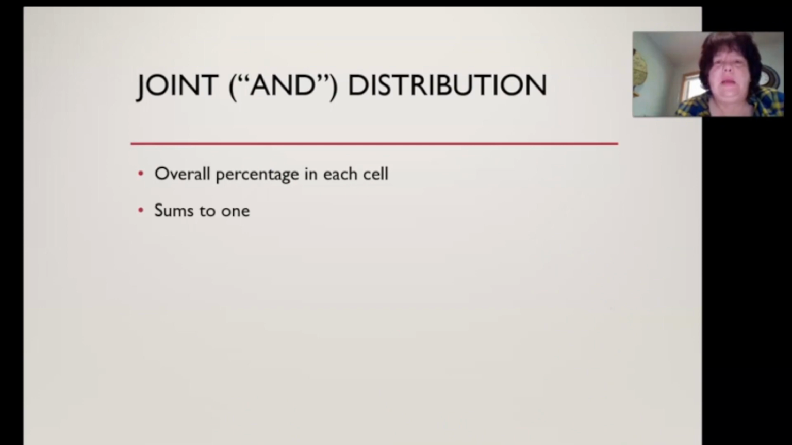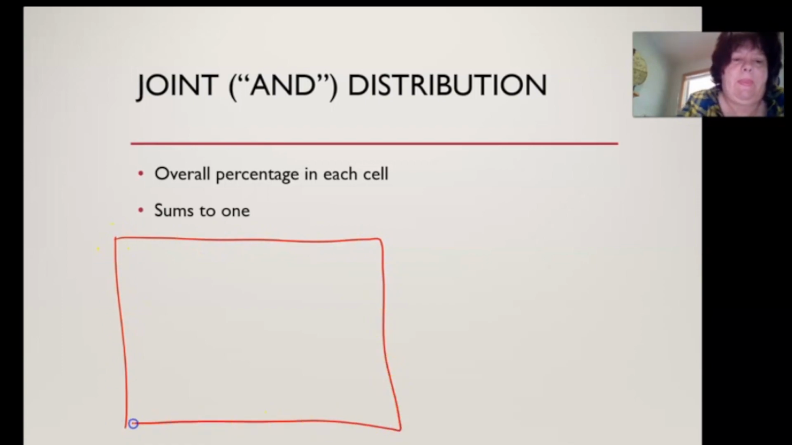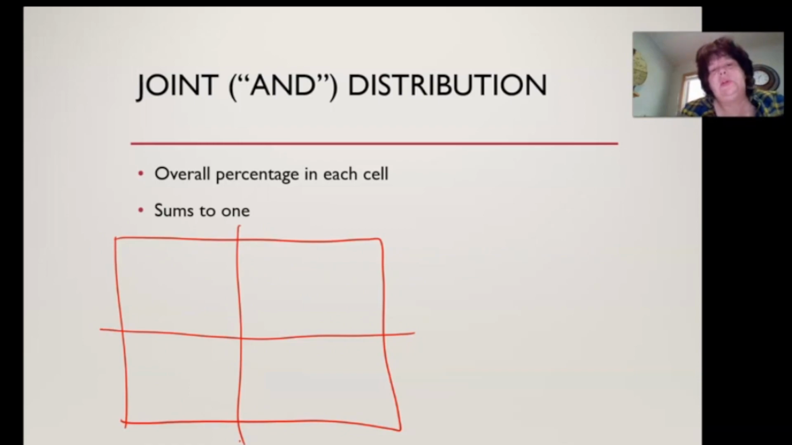So the first kind of breakdown we can do is called a joint distribution, where you just find the percentage in each cell. The four numbers, the four boxes inside the table where the numbers go, are called cells. Okay, so like there's a cell right there, for example.